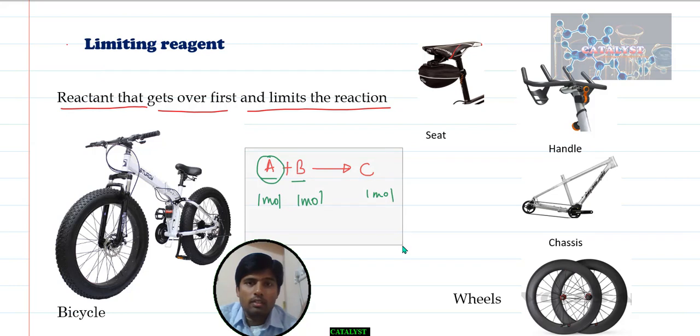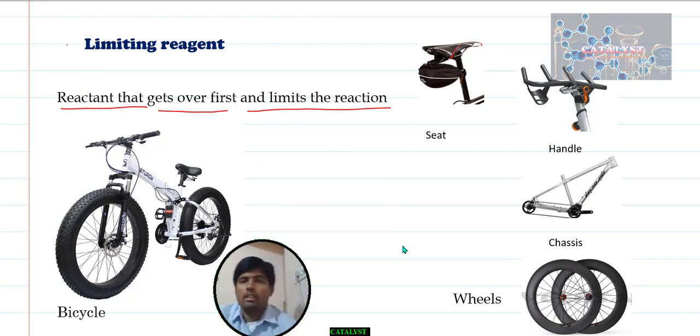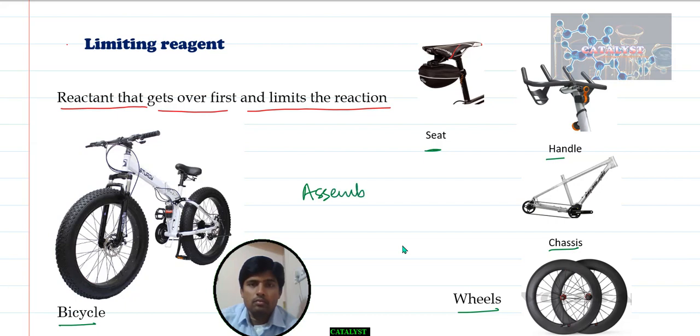So here are a few pictures. There is a seat here, a handle, this is a chassis and wheels, and here is a bicycle. Suppose we want to assemble bicycles. So our target is to assemble bicycles.